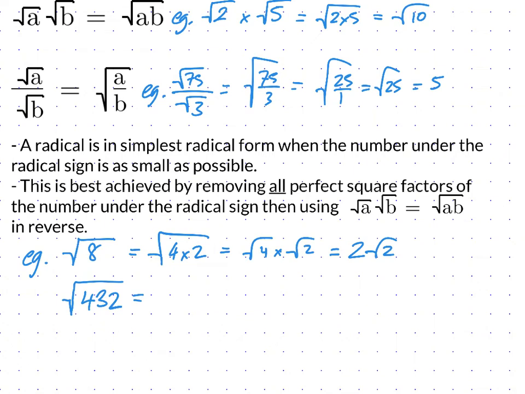Next, square root of 432. That's actually the square root of 144 lots of 3. Why did I choose 144? Because that's a square. That's 12 times 12. So that's the same as root 144 times root 3, which is the same as 12 root 3.